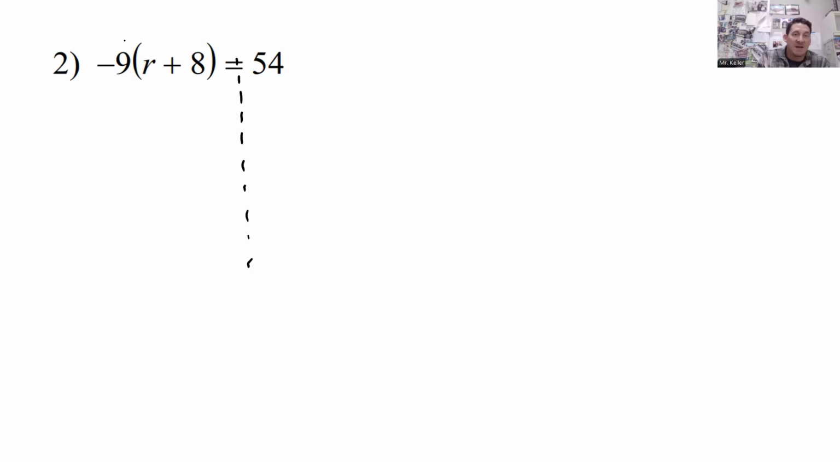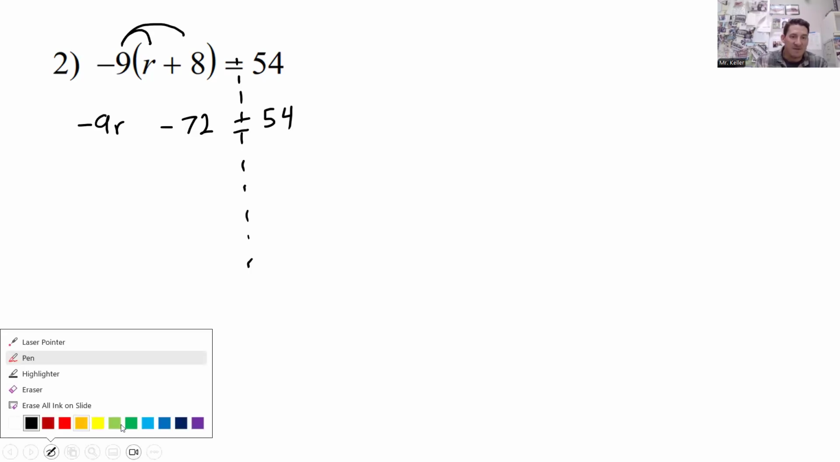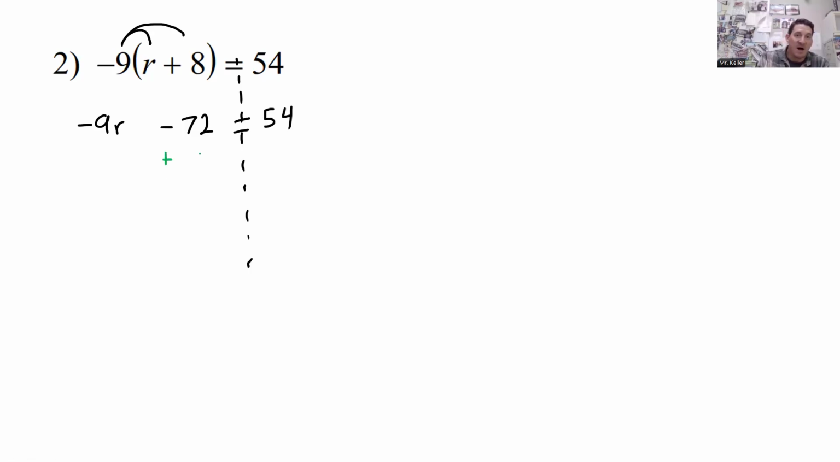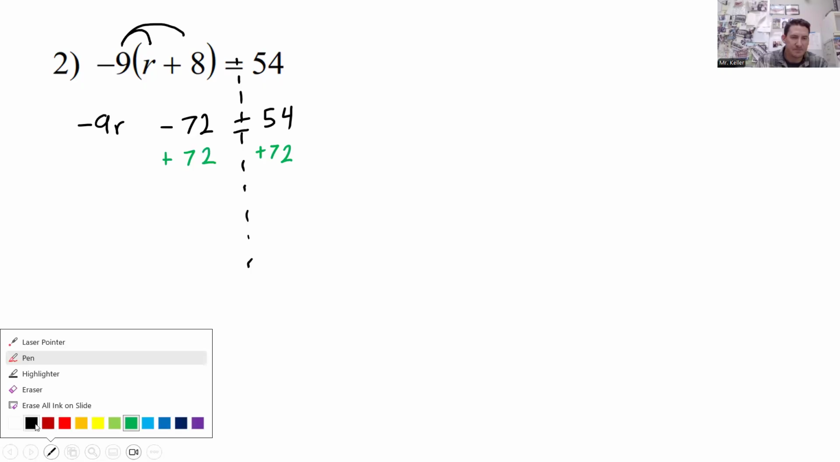So negative 9 times r, just distribute that. That negative 9 times r is negative 9r. Negative 9 times 8, be careful with that. That's going to be a negative 72. So it means it's minus 72 here is equal to 54. I'm going to take care of the negative 72 first. Opposite of subtracting 72 is adding 72. And add 72 to both sides.